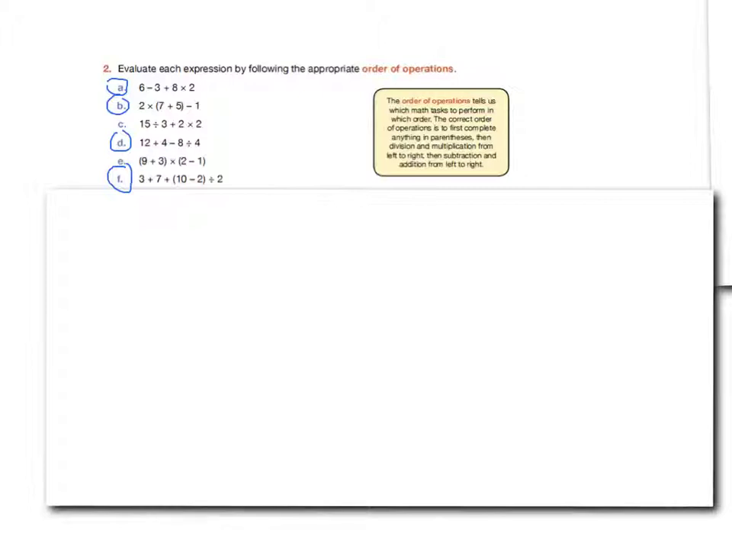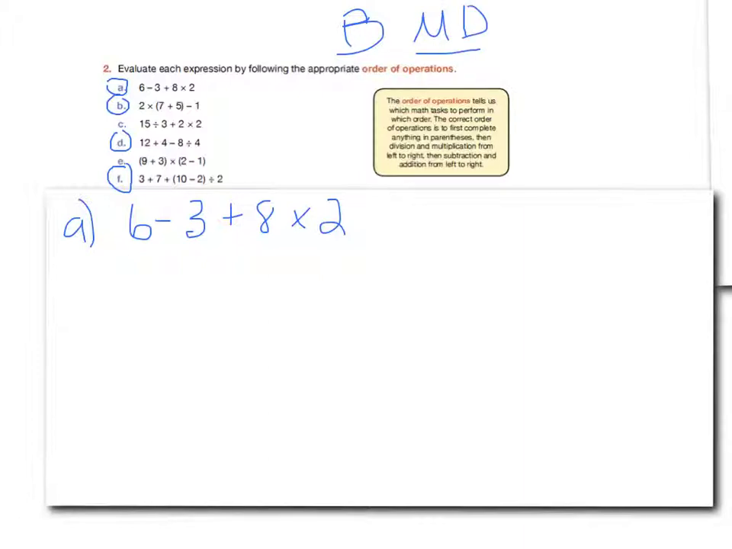All right, let's take a look. A, we had 6 minus 3 plus 8 times 2. And remembering it is brackets, multiplying and dividing left to right, and adding, subtracting left to right.